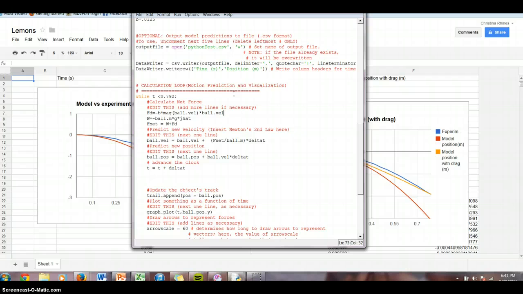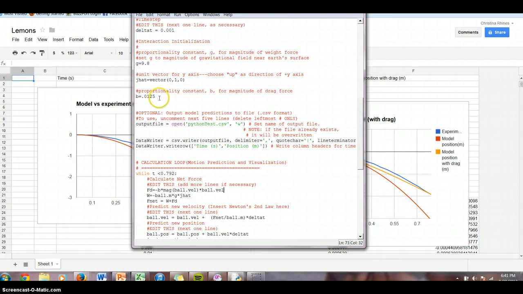The magnitude of the drag force is proportional to the square of the object's speed, which is why the velocity is placed in there twice. The net force is now equal to the weight plus the force of the drag. We also changed the proportionality constant to 0.0125. This was found by guess and check.